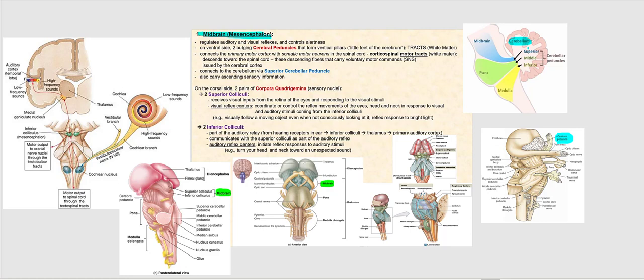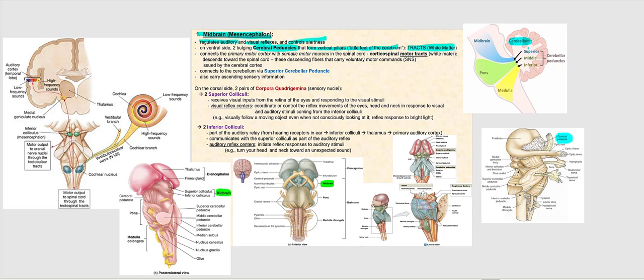It regulates auditory and visual reflexes, and it also controls alertness. When we look at the ventral side or the anterior side of the midbrain, what we find are two bulging structures referred to as the cerebral peduncles that form pillar-like structures. And it turns out that these cerebral peduncles are tracts consisting, once again, of white matter. Why? Because they're myelinated axons.